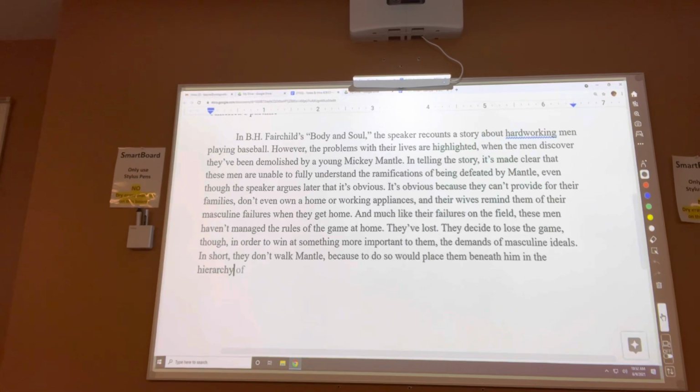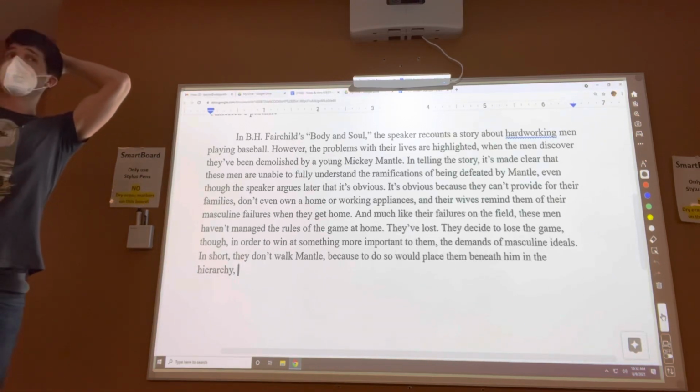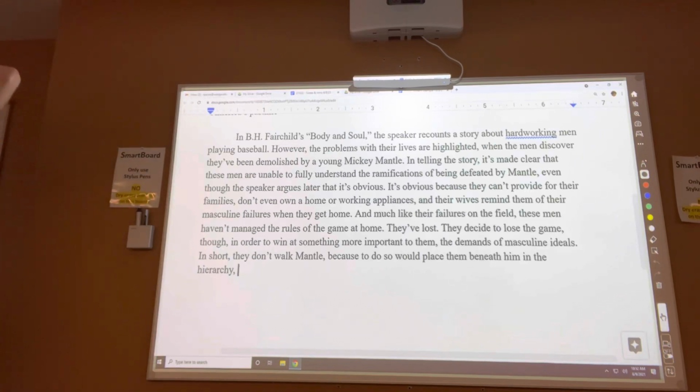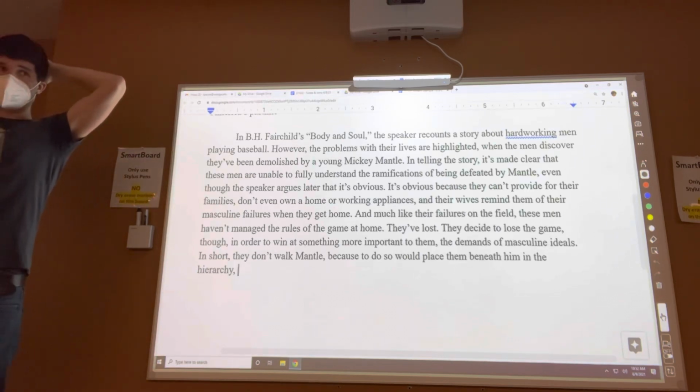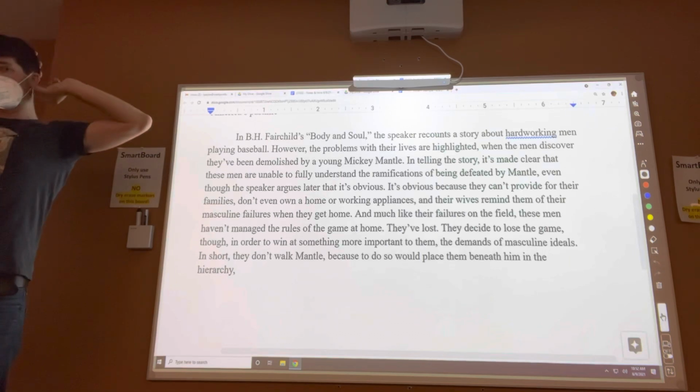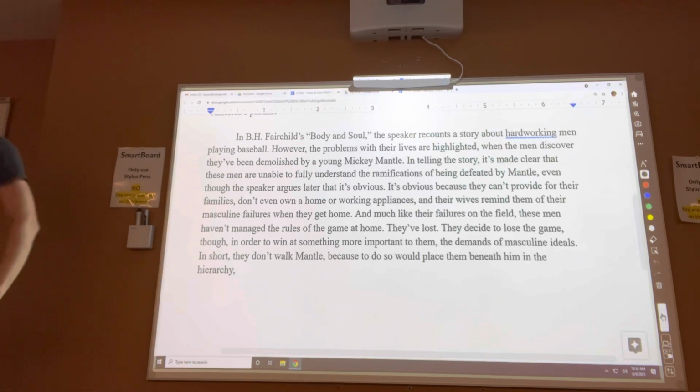Let's push on that a little bit. Why would it put them beneath manhood if they walked to these men? Mantle hadn't yet earned his masculinity. Say what now? Mantle hadn't yet proved his masculinity. He didn't have to do the struggle stage. And so to walk him would be doing what?